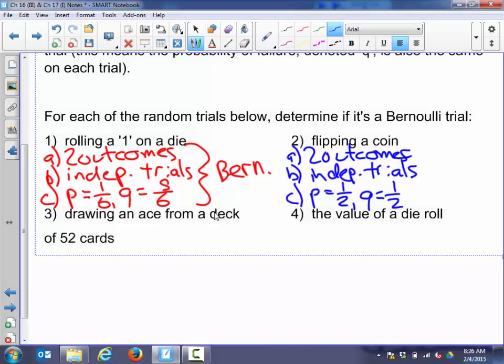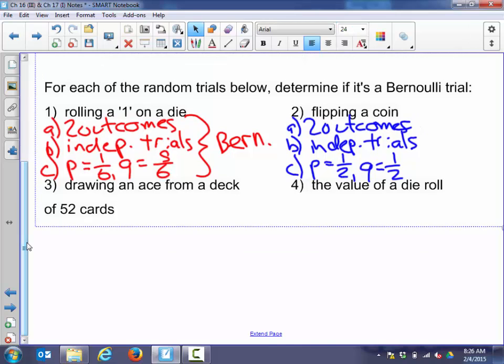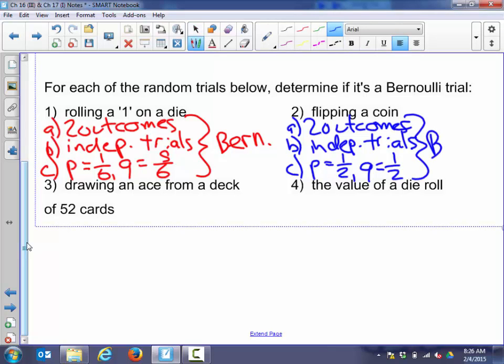Now, I don't think a coin is quite that balanced. A penny, I don't believe it's like 49%, 51%, something like that, but close enough. All right. Third example here. Because those conditions are met, we have a Bernoulli trial.